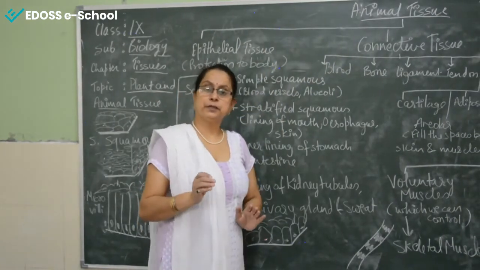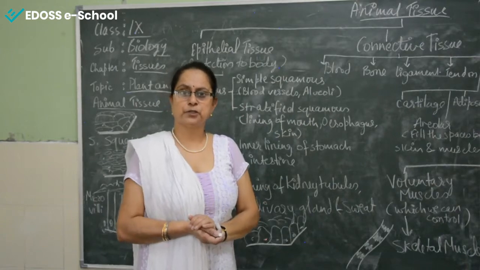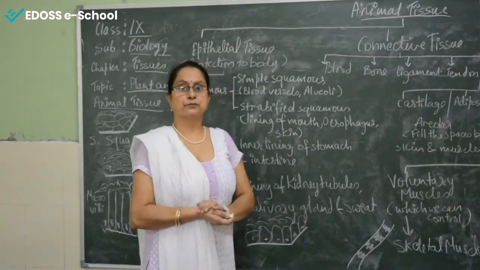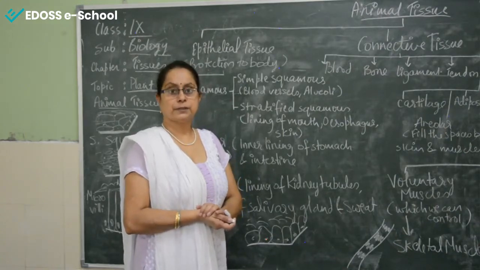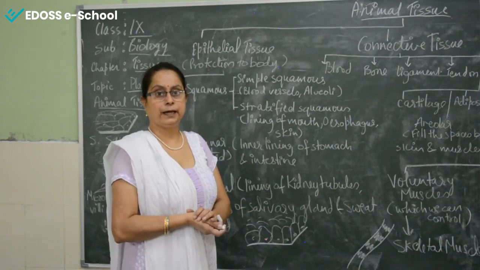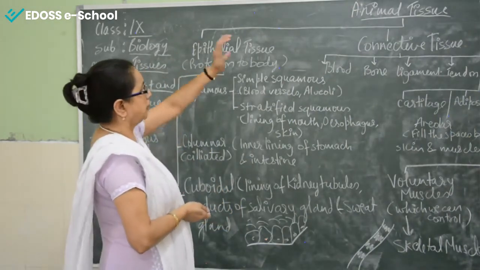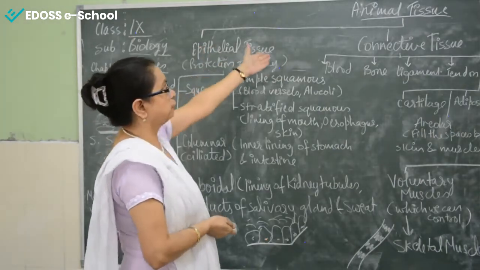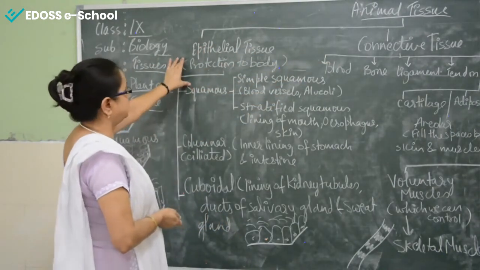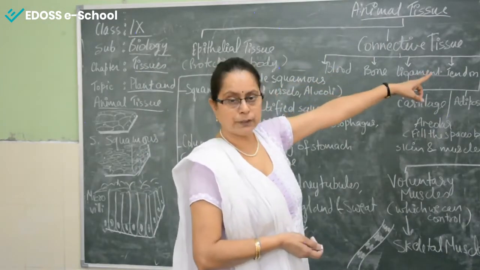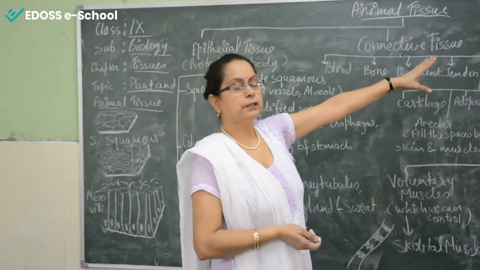Class, this chapter is very important from the examination point of view, and a lot of small questions have been asked from this chapter as per the CBSE schedule or norms. Now, the animal tissue, today we'll discuss this. So again, animal tissue is of 4 types. First is epithelial tissue, next connective tissue, the third muscular tissue, and the fourth nervous tissue.